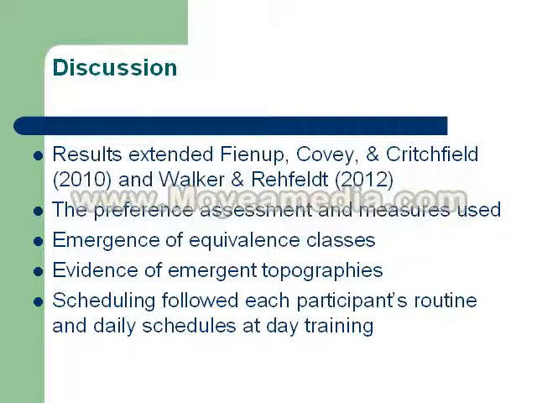MS had 4 of 6 post-tests for the high preferred protocol exceed criterion, with 2 of 6 for the low preferred. In addition, there was evidence of emergent topographies for up to 78% of stimulus relations for one participant, and 67% for another participant, which occurred for his high and low preferred protocols. Scheduling of sessions also followed each participant's routine and daily schedules at day training to ensure that the experiment did not interfere with work or other preferred activities.